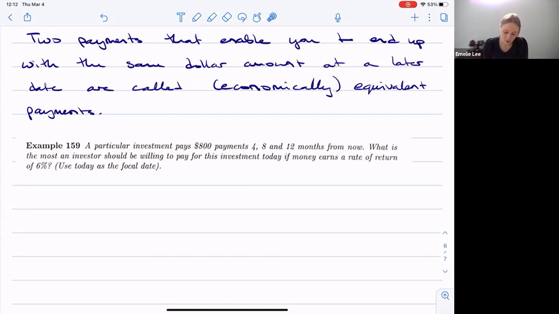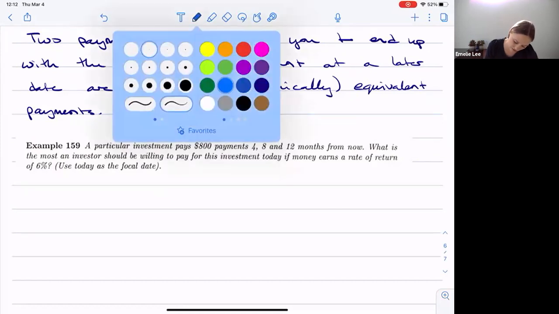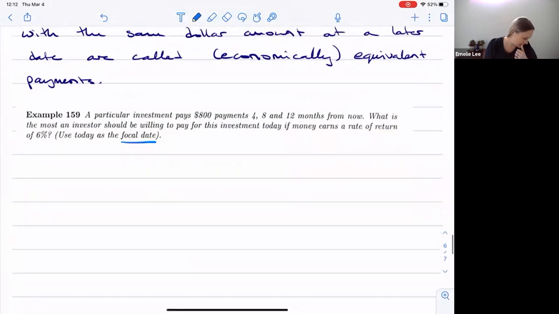So a particular investment pays $800 payments for 8 and 12 months from now, right? So $800 and then $800 and then $800. What's the most an investor should be willing to pay for this investment today, if money earns a rate of return of 6%? And use today as the focal date. So the focal date is going to be where we draw all our money to.